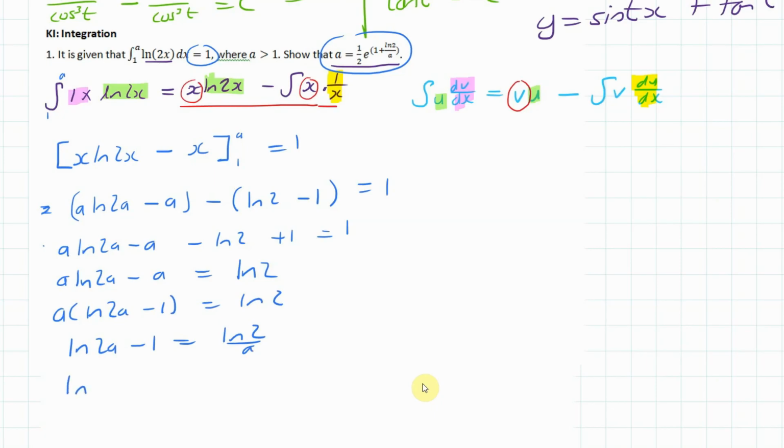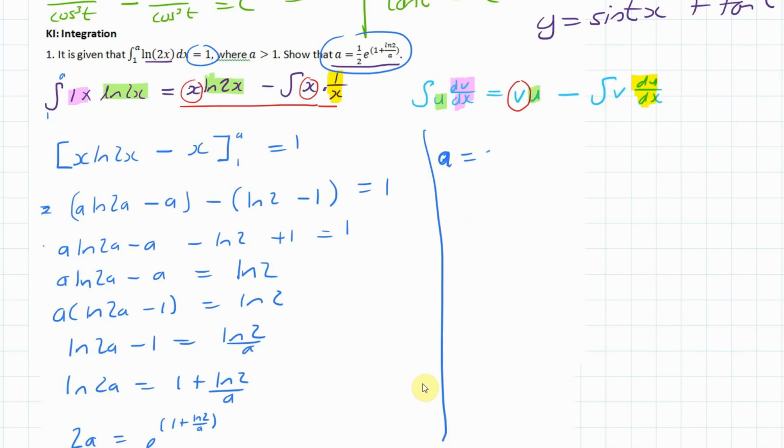Then I can add the 1. Yeah, look, I'm getting real close now. 1 plus ln 2 over a. Now I'm going to take the exponential function of both sides, which will get rid of the ln on the left-hand side and leave me with e to the power of 1 plus ln 2 over a on the right-hand side. And then at this point, I can divide both sides by 2, so I get a equals 1/2 e to the 1 plus ln 2 over a. Okay, so that's that question.